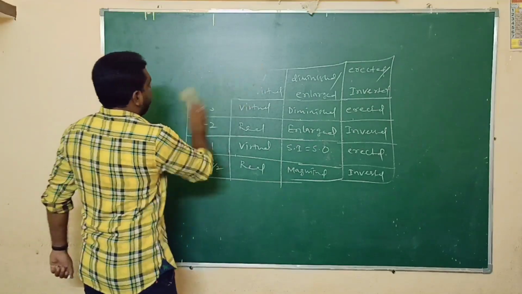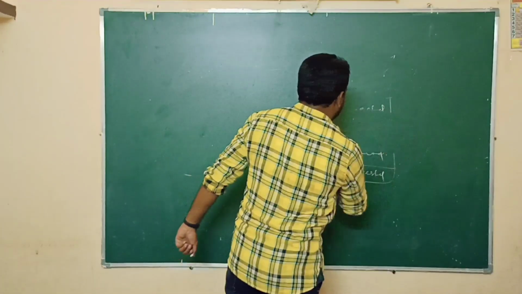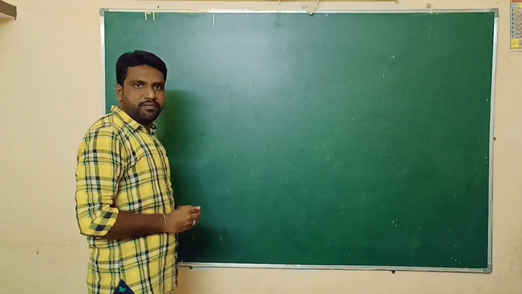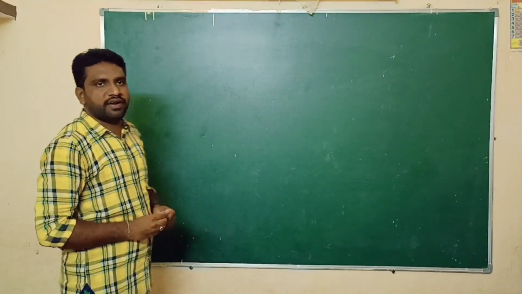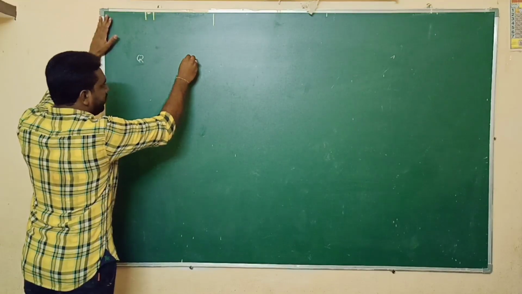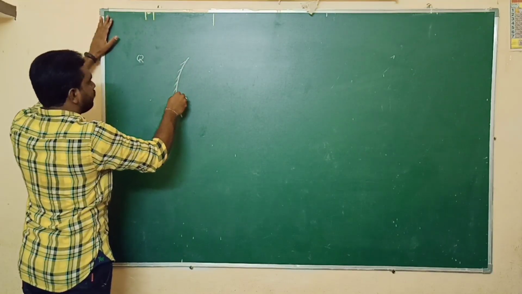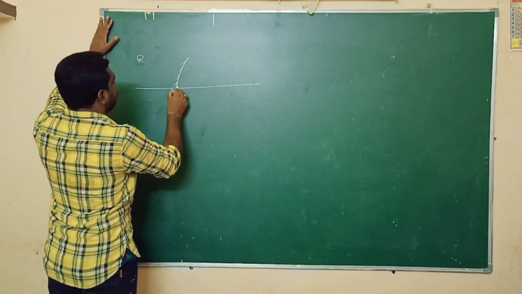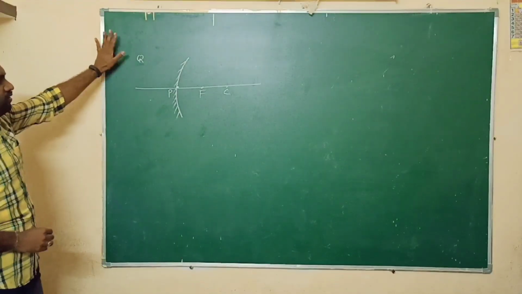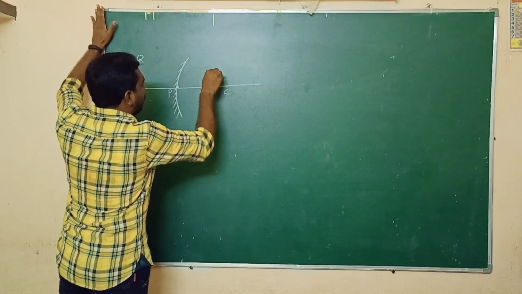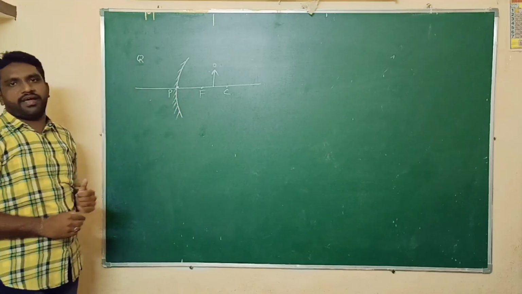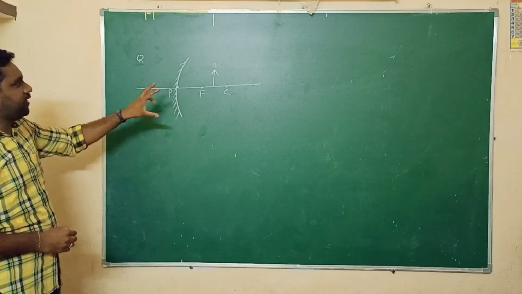And next we will see, suppose they are going to ask questions like this: complete the ray diagrams. Here they are going to give P for pole, F for focus, C for center of curvature. They will give the question like this, with one arrow mark and O given. The question will be: complete the ray diagram. Now we need to complete this ray diagram.